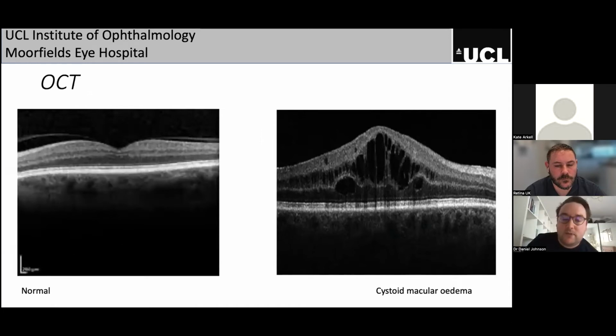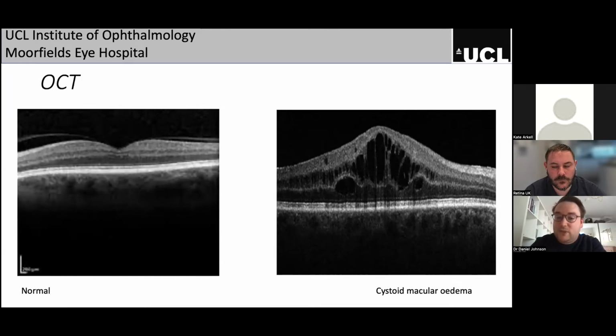So this dimple, the valley in between the two hills. And then if you look at the one on the right, this almost looks like a mountain, with all these black sort of spaces, these gaps here. And you can see it's much, much thicker than the normal image. Now, these black spaces are fluid, really.